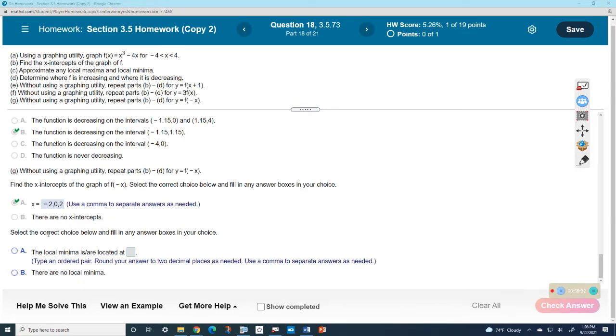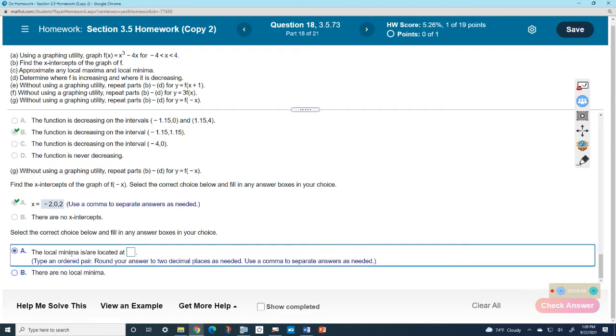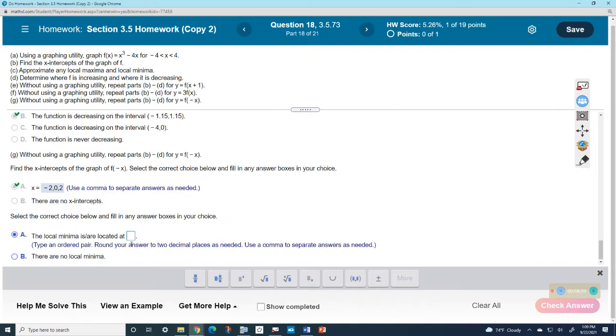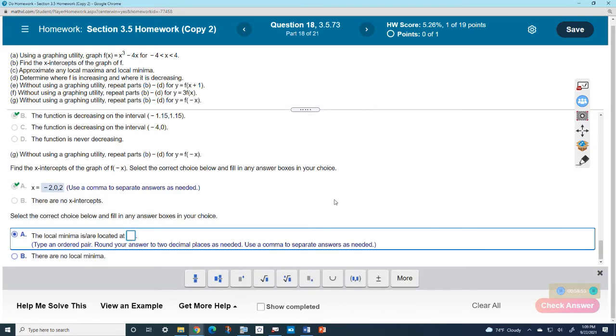All right, next it says the local minimum is located at where? So the local minimum is going to change by multiplying the x coordinate by -1. So my local minimum before was 1.15, -3.08. So now it's going to be -1.15, -3.08.